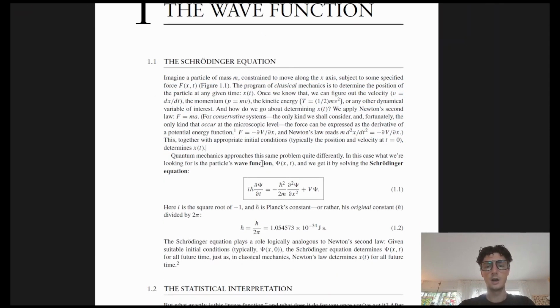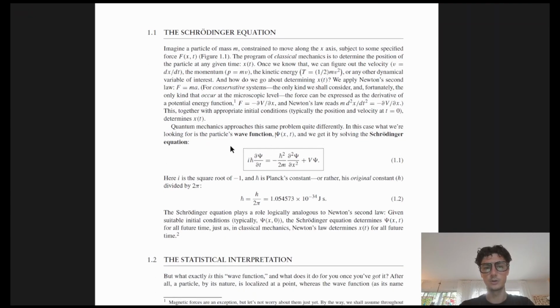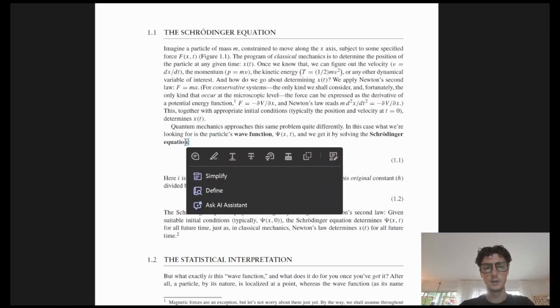Quantum mechanics approaches this problem quite differently. In this case, what we're looking for is the particle's wave function, which is this Greek letter psi as a function of x and t, position and time. And we get it by solving the Schrodinger equation. Here is the Schrodinger equation. This is what it looks like.